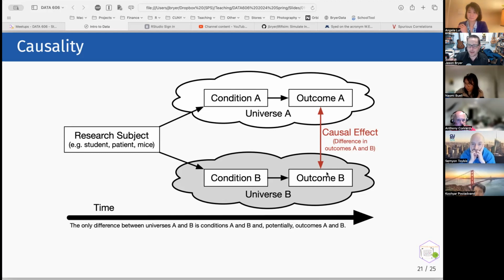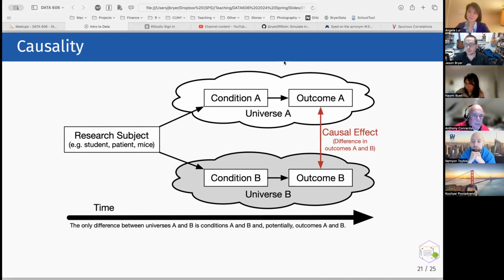Okay. That can never happen because we don't live in the Marvel multiverse, right? So what we do is we have a research subject and we flip a coin and send them down one of these universes. And what we're saying is if we do that enough, with enough research subjects, any other confounders in the universes that may influence that outcome will balance out, right?